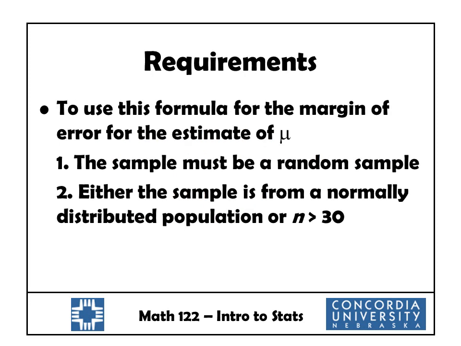Okay. Now the requirements to use this formula are two of them. First of all, the sample must be random. That's always going to be a requirement. And then second, either the sample is from a normally distributed population or n is greater than 30. Now these requirements are identical to the requirements for using the central limit theorem, and the reason is because the central limit theorem forms the theoretical background for this formula for margin of error.